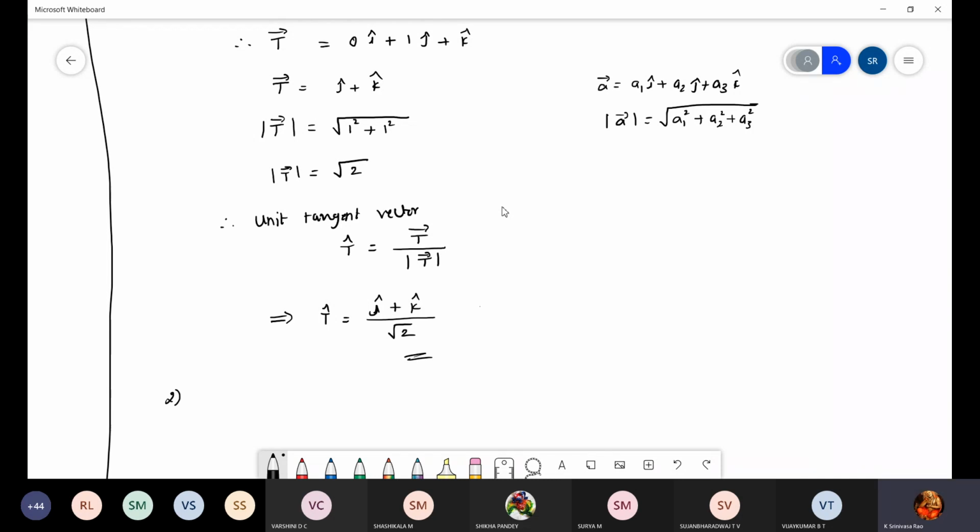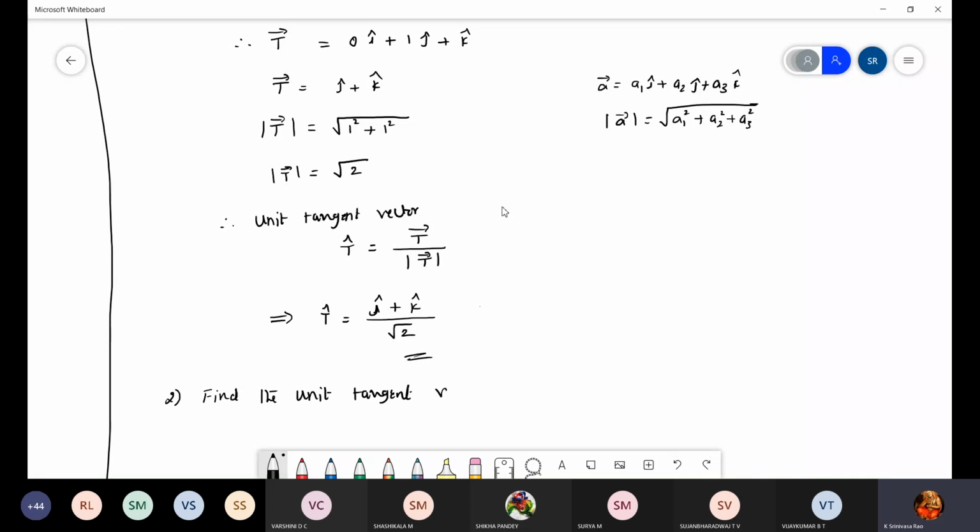Find the unit tangent vector. Simple only. If you understand the concept throughout this chapter, this module, if you are strong in the basics of scalar and vector, the solution of the problem is really very simple. You just have to understand the concept: dot product, cross product, unit vector. The definition you should be very perfect. Okay, take down the next problem. Find the unit tangent vector. One more problem.